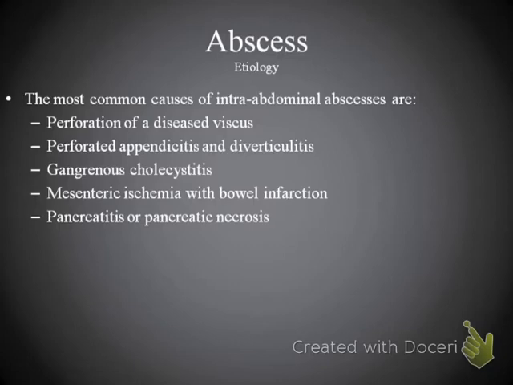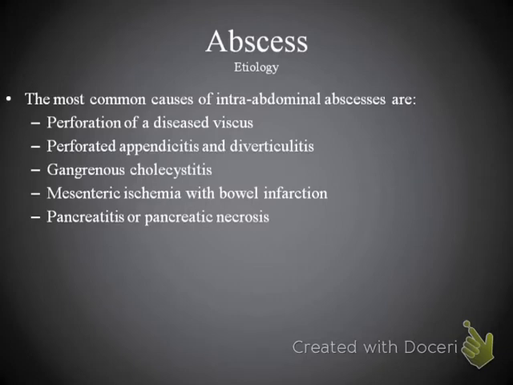So what causes an intra-abdominal or interperitoneal abscess? The most common causes are perforation of a diseased viscus, perforated appendicitis and diverticulitis, gangrenous cholecystitis, mesenteric ischemia with bowel infarction, and pancreatitis or pancreatic necrosis. And so I know that there are a lot of big, huge words here. So basically let's just look at this bullet point by bullet point. Perforation of a diseased viscus.